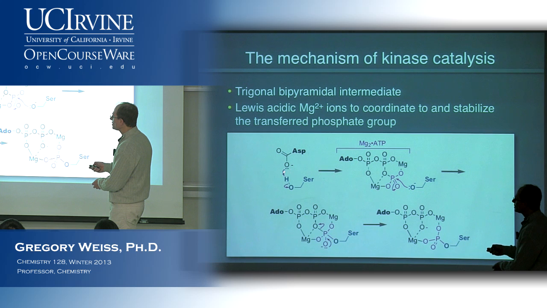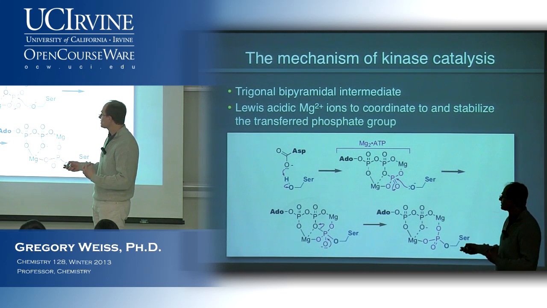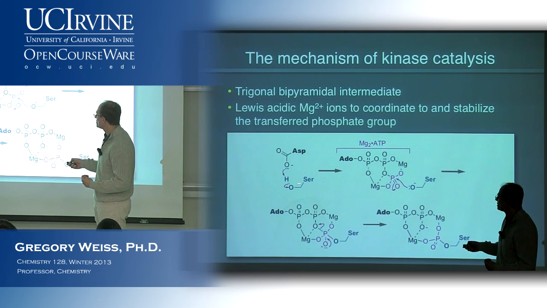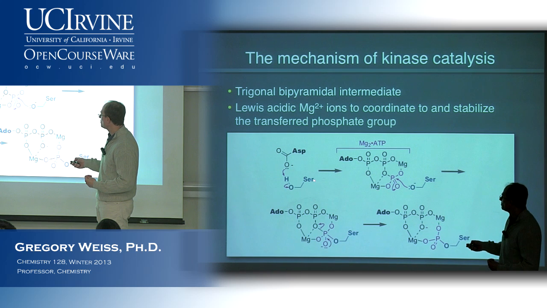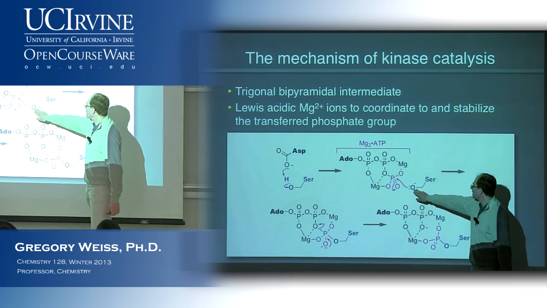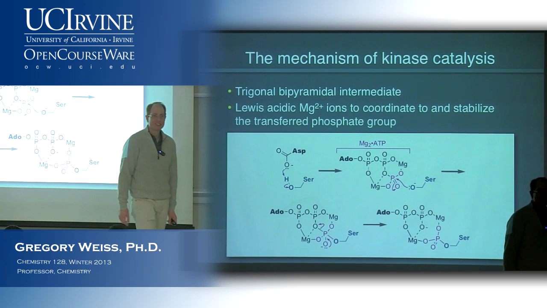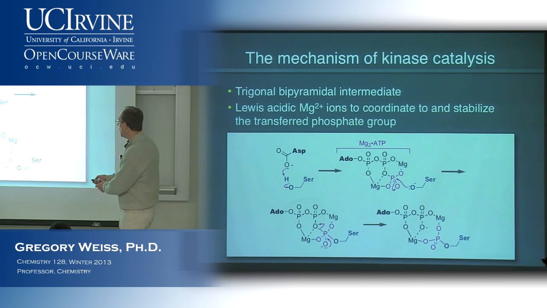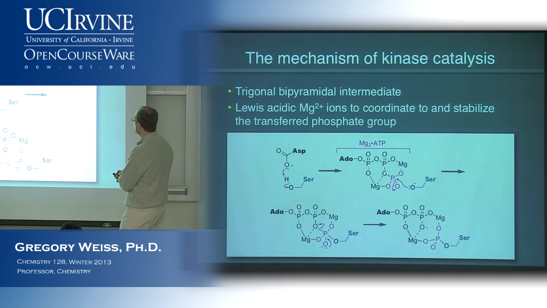The carboxylate of this aspartic acid deprotonates the hydroxyl proton of a serine on the substrate, and that sets us up with an alkoxide. The alkoxide, being a superb nucleophile, is negatively charged and can attack the gamma phosphate of ATP. Again, the magnesiums get in on the action. They're over here participating fully and stabilizing this negative charge of the phosphate group.